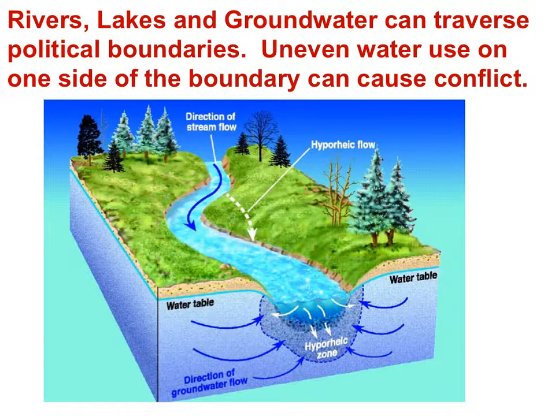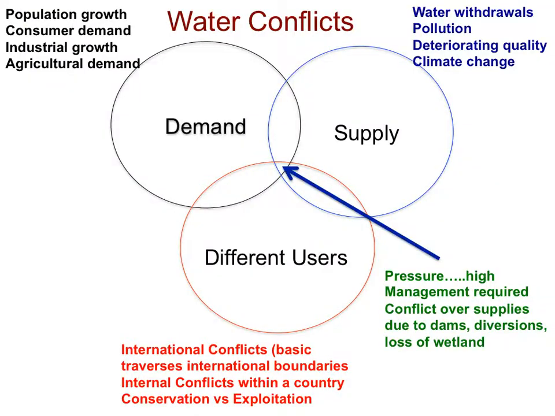Storages of water can traverse political boundaries. Uneven water use on one side of the boundary can cause conflict. Water conflicts arise at the confluence of supply, demand, and varied users, for example, two countries. Each component has its separate influences.